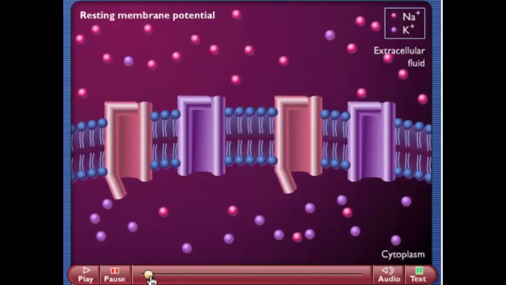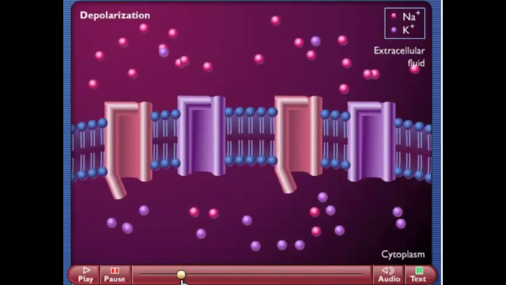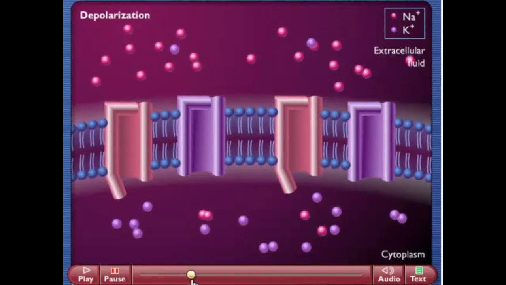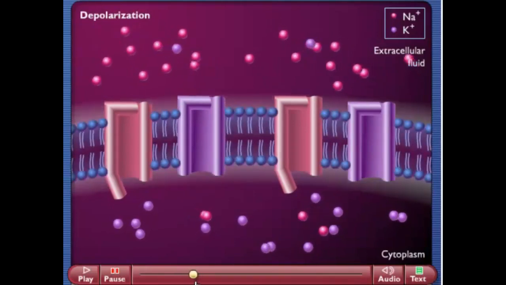So here we go. What's going to happen first? What's going to rush in? Sodium. Sodium's going to come rushing in. Do you see that? There's our action potential. Shink. Sodium comes rushing in.